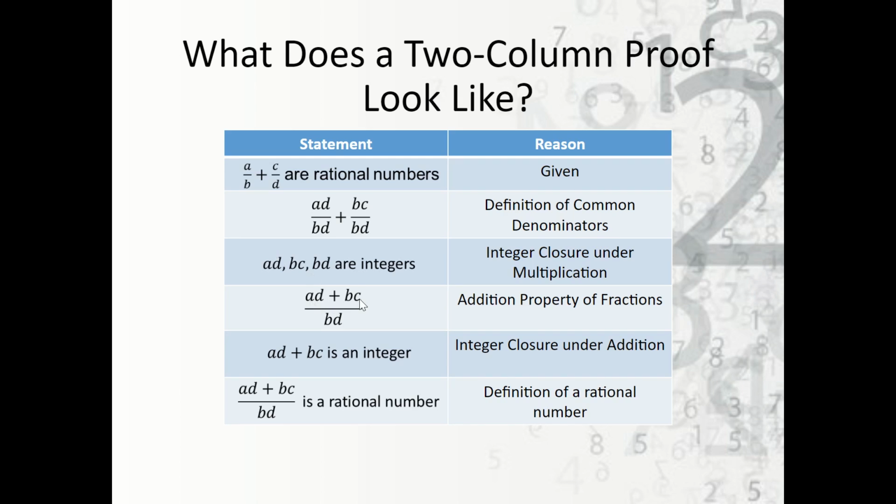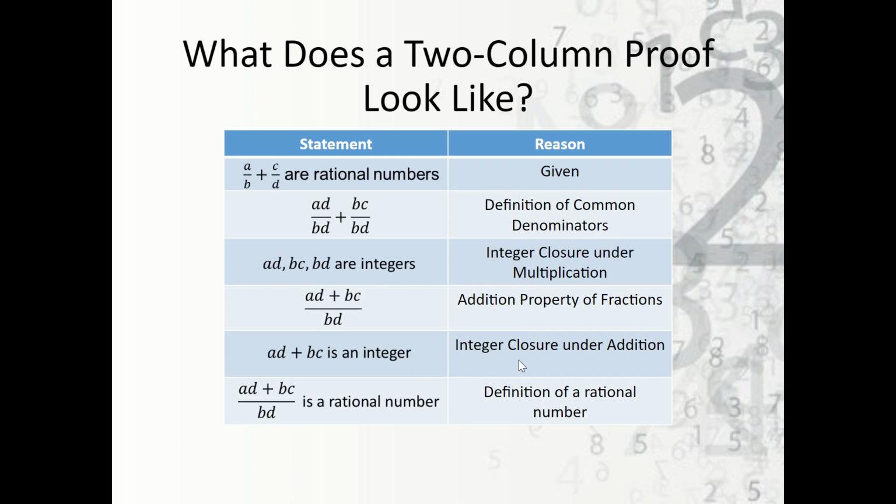Then we can go ahead and group these. We leave the denominator as BD, and then we add AD plus BC. And that's just the addition property of fractions. We know that when we do this, we just add those two numerators together and leave the denominator as it is. Now we know that AD plus BC is an integer. This plus this will be an integer.